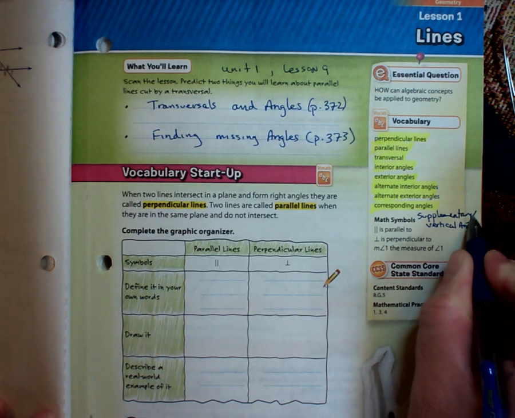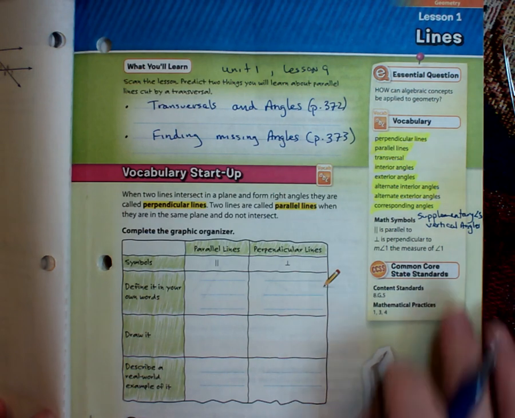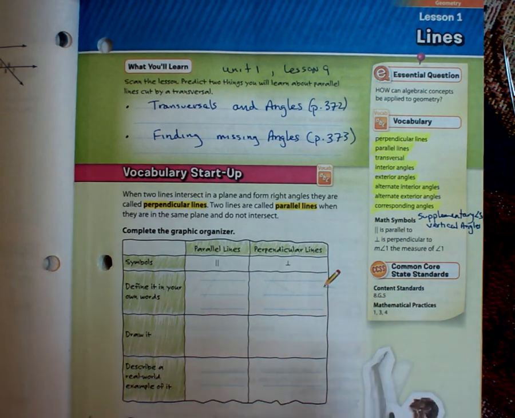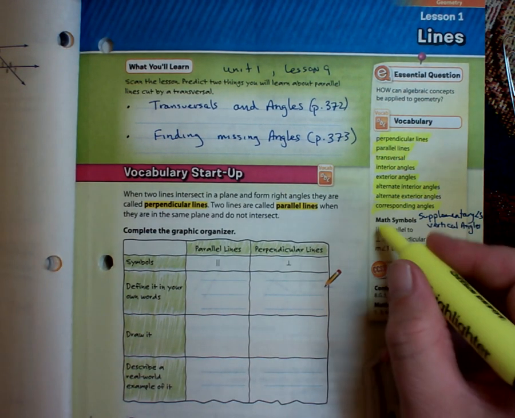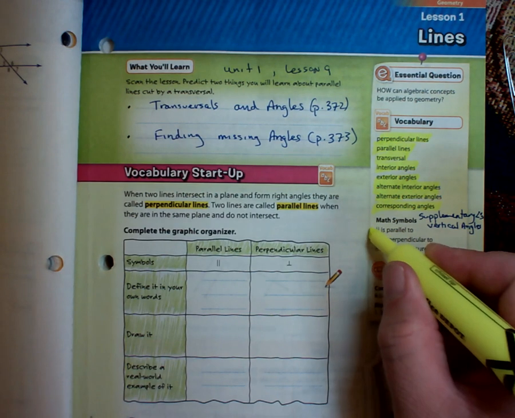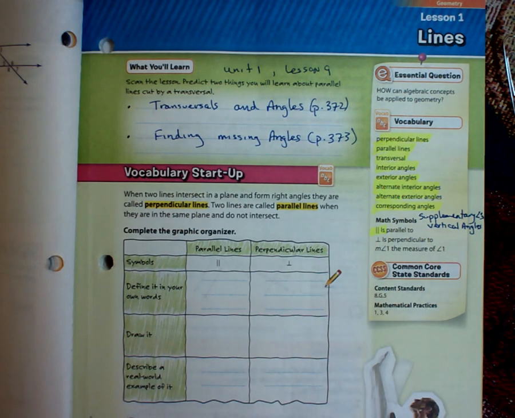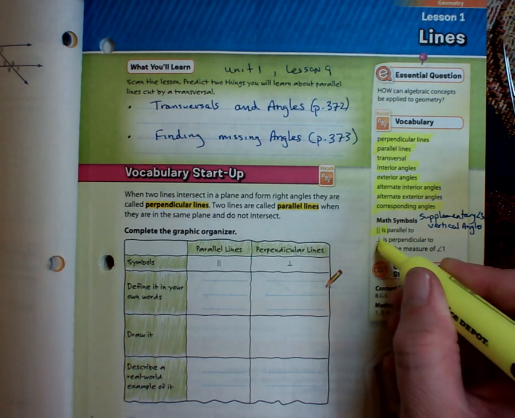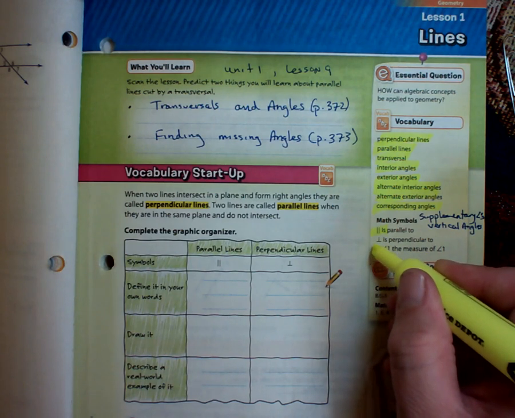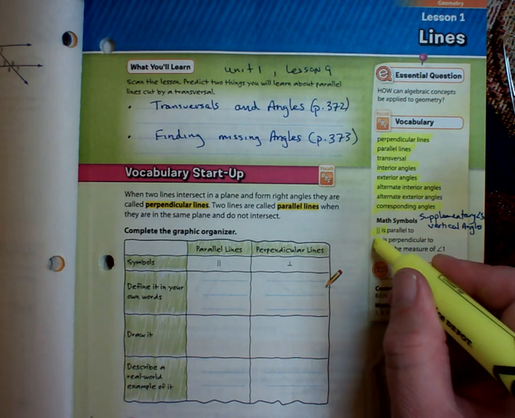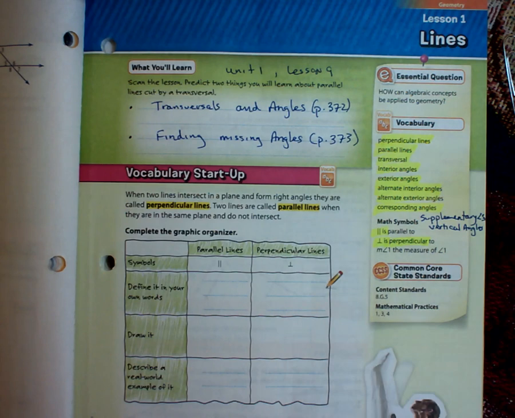The sign for an angle kind of looks like an L. Okay, we have some extra cool math symbols that we're going to learn. Two lines next to each other: parallel to. A vertical line and a horizontal line at the very bottom is perpendicular. Perpendicular means like a T.